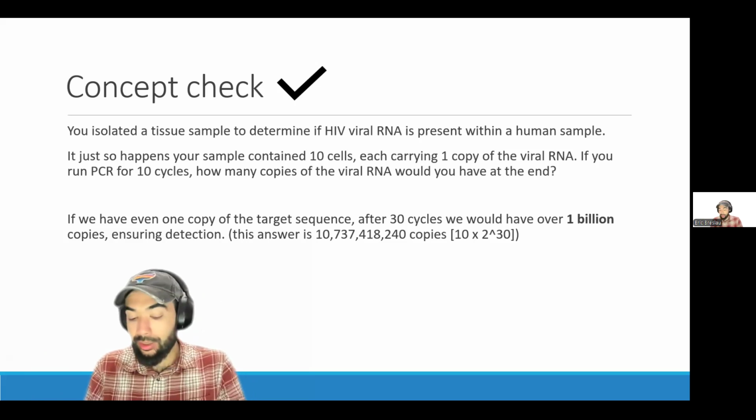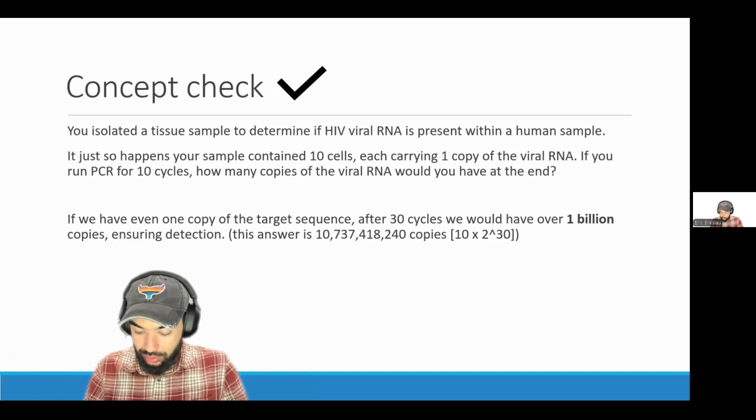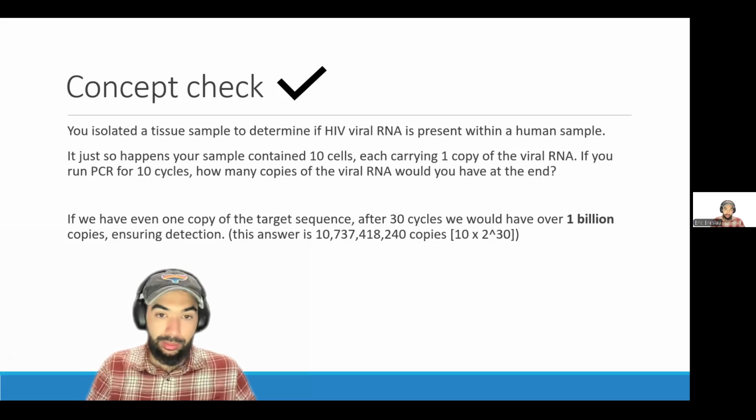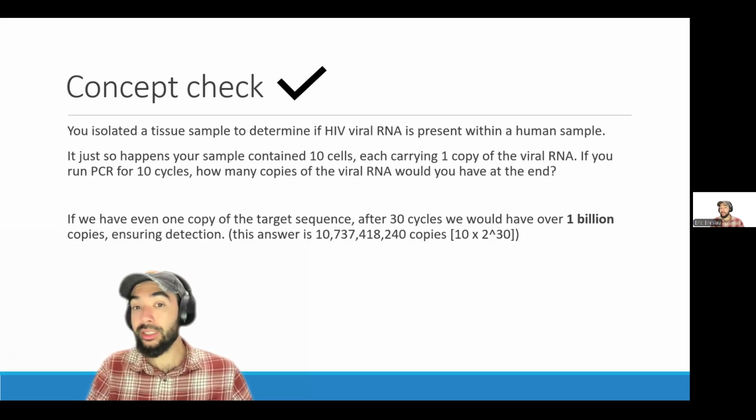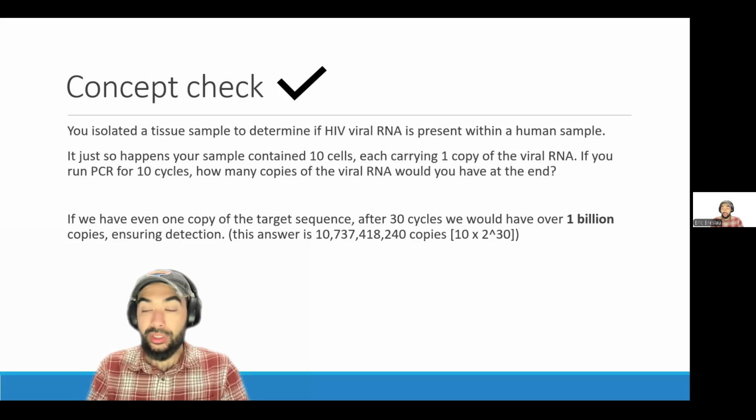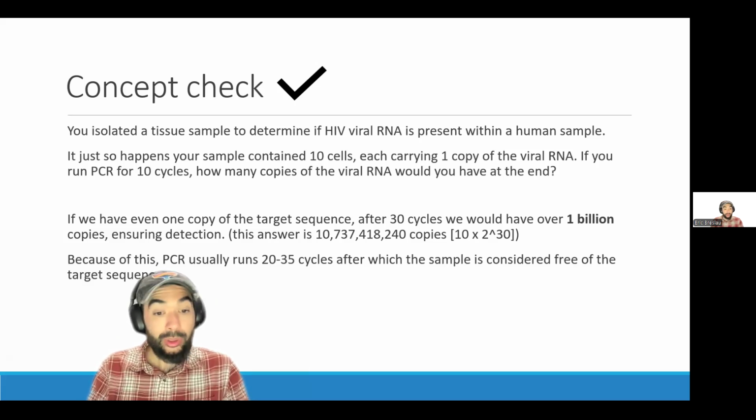And let me calculate it right now real quick just so I can mention it. 10 times 2 to the 10th. And that gives us 10,000 copies in 10 cycles. And that's already a sufficient amount for it to be detected. But again, PCR typically runs for a lot more cycles. I put 20 to 35 here, but I've run it even past that to like 40 cycles.